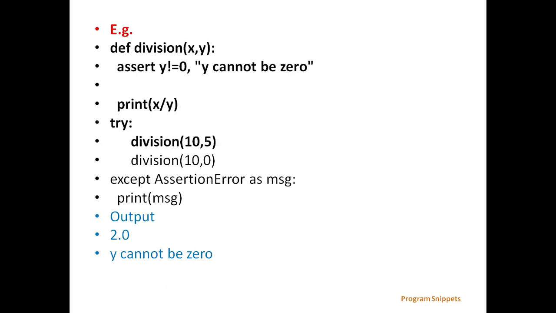In the try statement, we will call this function division with parameters 10 and 5 and a second division with 10 and 0. And in except, we will print assertion error. So when we execute this, for the function with parameters 10 and 5, it will print 2, and for the function with parameters 10 and 0, it will print y cannot be 0.